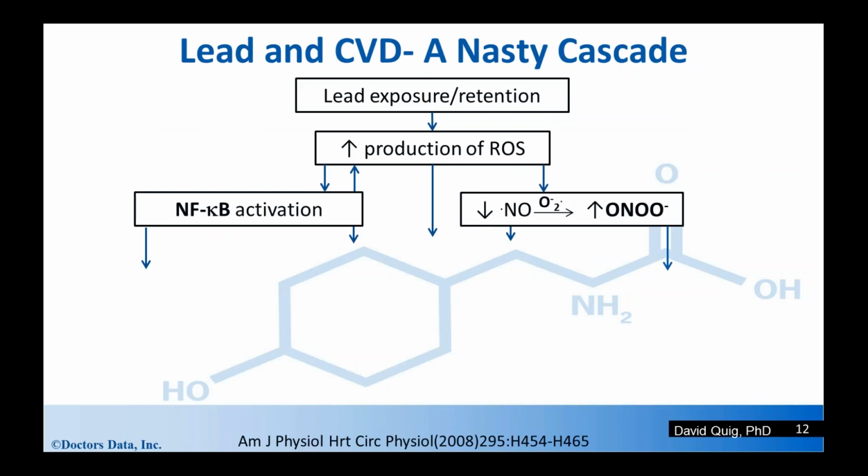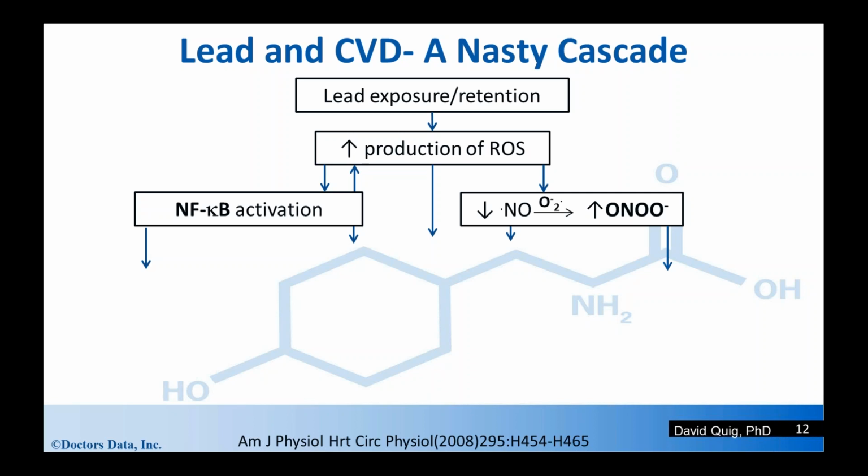Now, I want to pick on one of the most common xenobiotic metals out there for which we have the greatest information with respect to its role in cardiovascular disease. And lead causes a very, very nasty cascade because with lead exposure and excessive retention, we see increased production of both radical and non-radical reactive oxygen species. On the left, we see that activates NF-kappa B, which in turn further produces more reactive oxygen species.